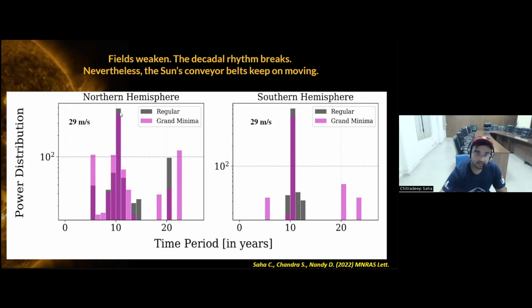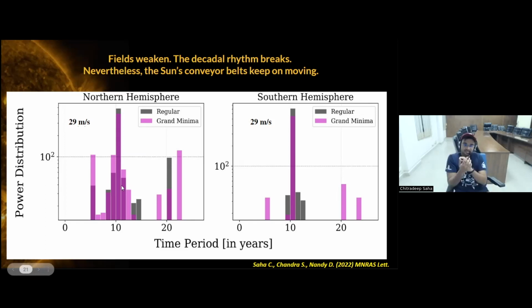Interesting thing is you see a reduction in the power stored in the 11-year solar cycle during the grand minimum. On the other hand, you see a redistribution of power in the lower periodicity channels. This is 5 years, 6, 7, 8, 9, 10, 11. And this is the same for the other hemisphere as well. Reduction in the Fourier power stored in the 11-year solar cycle, and redistribution of the power in lower and higher frequencies. This is what we get from the simulation. You also see an enhanced 22-year periodicity here as well.